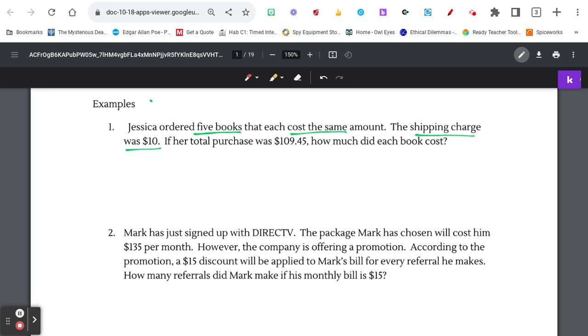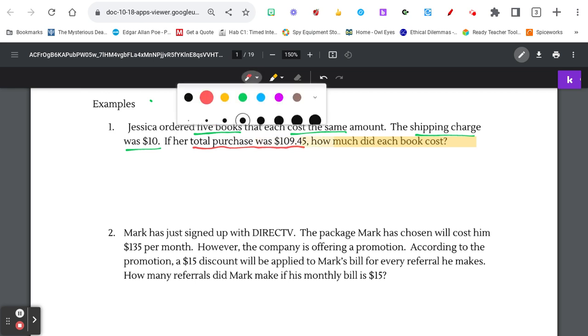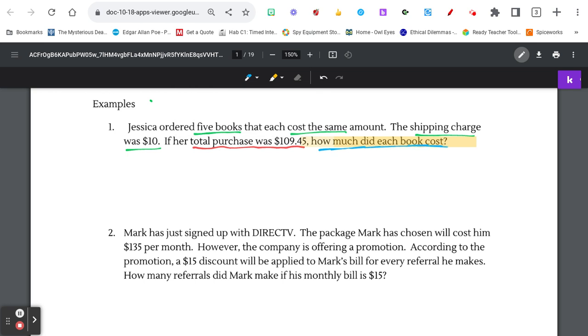Her total purchase was $109.45. That's important. But I'm going to highlight a certain part. How much did each book cost? So here's the question. Now watch it not highlight correctly. If it doesn't do right this time, I'm not going to use the highlighter. Okay, go back. Okay. All right. So how much was each book? So I'm underlining in blue because I don't think this highlighter is going to work.